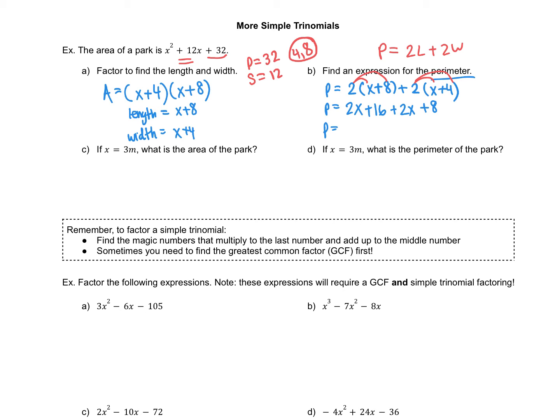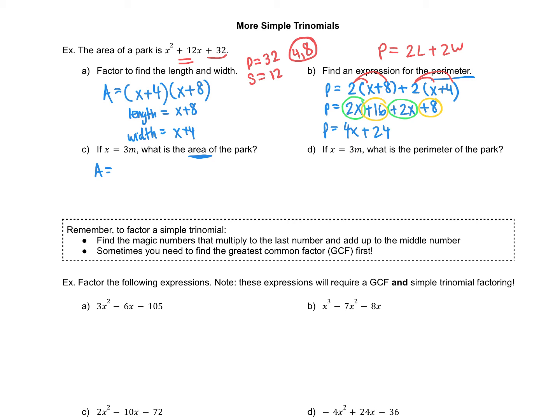And now it's just about collecting some like terms. So I have 2 x's and 2 x's, that's 4 in total. Then I have 16 and 8, that's 24 in total when we add them up. And now we have a few follow-up questions just with a mini substitution. So if x equals 3 meters, what is the area of the park? Okay, well, they're telling me to put 3 in for x in the area equation.